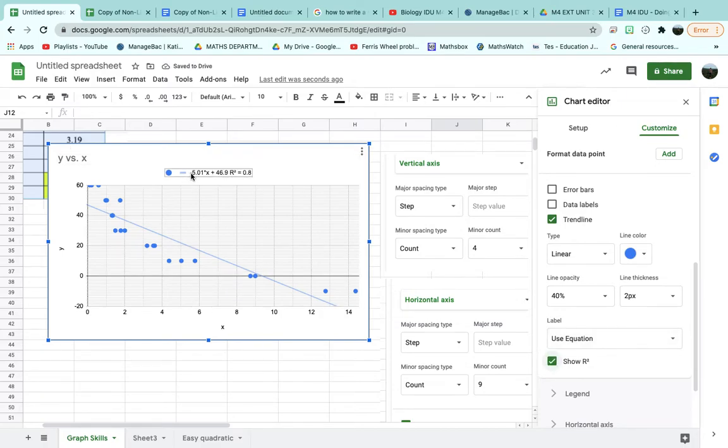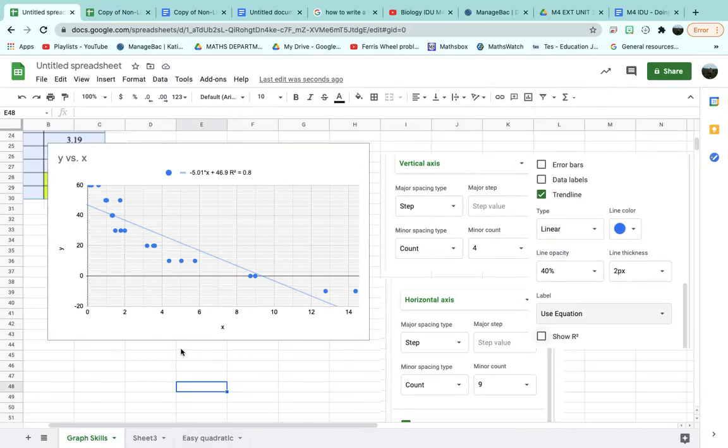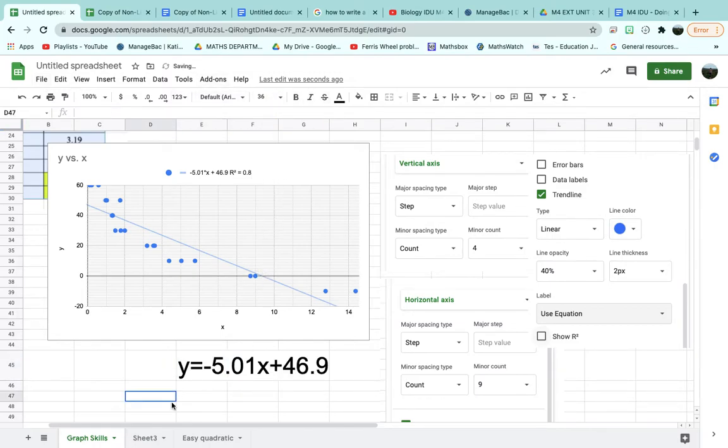So it says 5.01 times x, but it's actually minus 5.01 times x plus 46.9. So our equation would be y equals minus 5.01x plus 46.9, y equals mx plus c. And this represents our trend line.